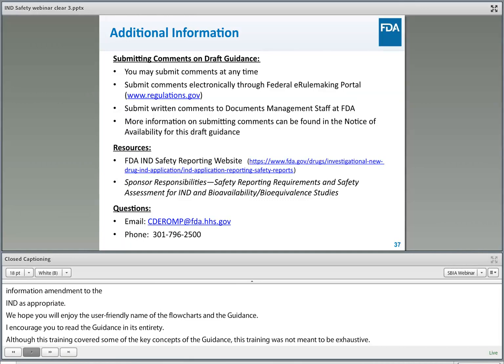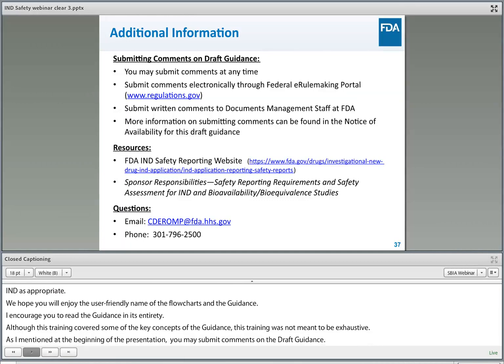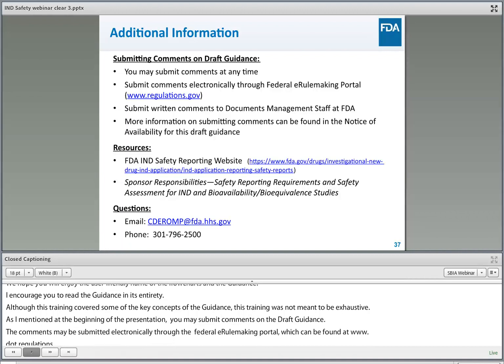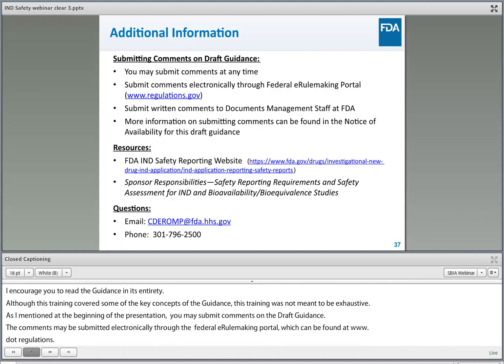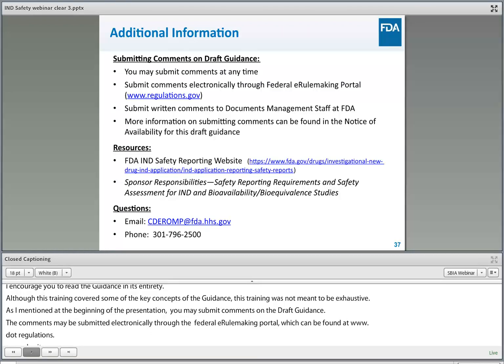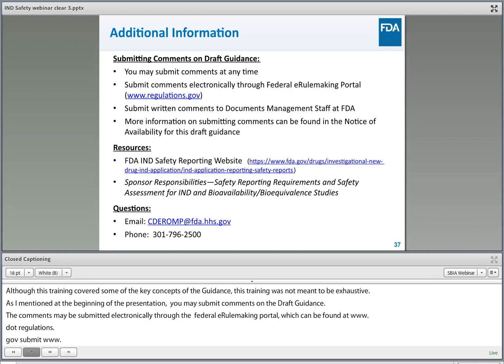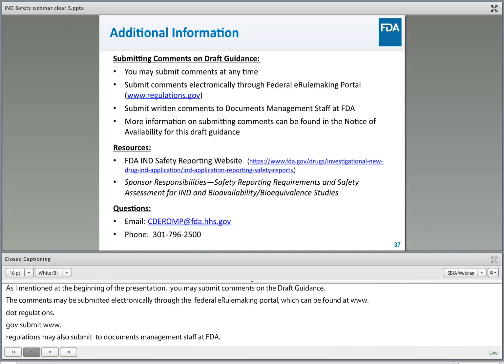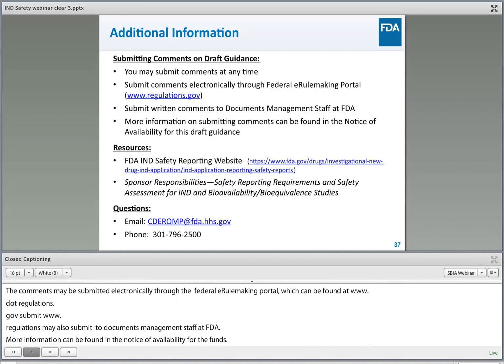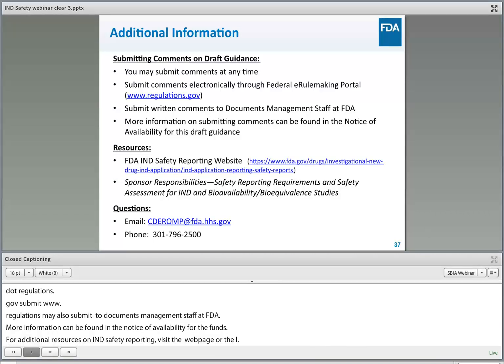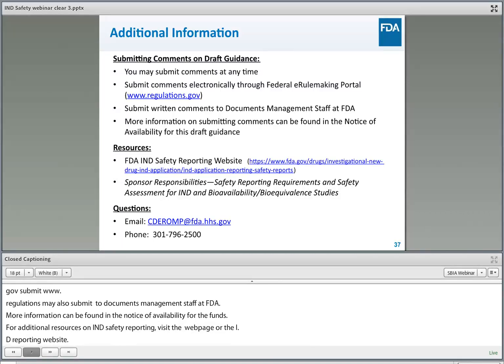www.regulations.gov. You may also submit written comments to the documents management staff at FDA. More information on submitting comments can be found in the Notice of Availability for this draft guidance. For additional resources on IND safety reporting, please visit FDA's webpage for IND safety reporting. If you have additional questions, please send an email to CDER's Office of Medical Policy by using the email or telephone information provided here. We look forward to your comments.